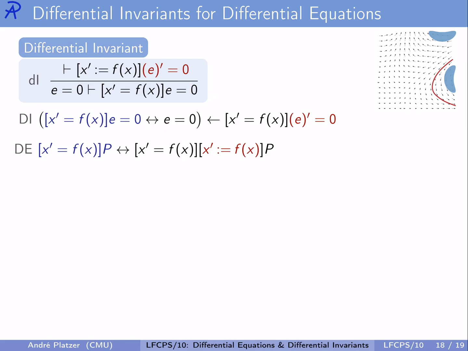Together with the differential effect axiom that says that always after a differential equation a property P is true, if and only if always after the same differential equation the property P is true after we first assign f of x, the right-hand side, to the x prime variables, because that was precisely the effect that the differential equation has on the prime symbol. Notice that we follow a notational convention here.